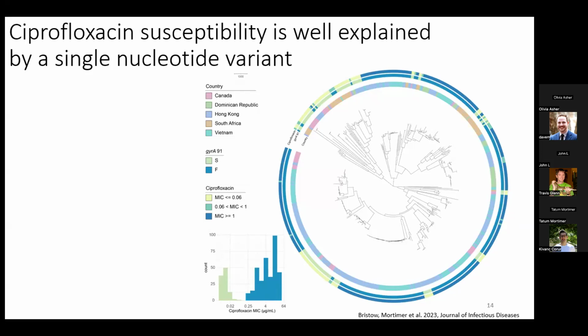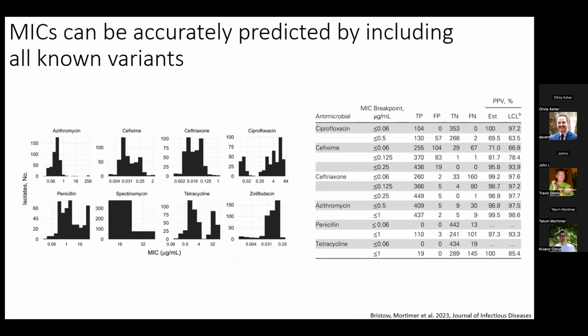However, unfortunately, most of the other antibiotics cannot be predicted from just a single variant because there are multiple mechanisms of resistance, like I talked about a few slides ago. You can see on these histograms the distribution of these MICs, and ciprofloxacin has a nice clean bimodal distribution that is perfectly separated by this one SNP, whereas with all of the other distributions, even if they are bimodal, the actual cutoff for susceptibility or resistance is somewhere right near the peak of where MICs are. So instead, what we do is use linear models to include all known variants and predict MICs. And when we do that, we actually do get pretty good positive predictive values for predicting susceptibility and resistance.